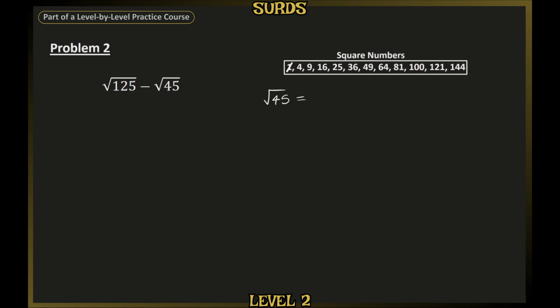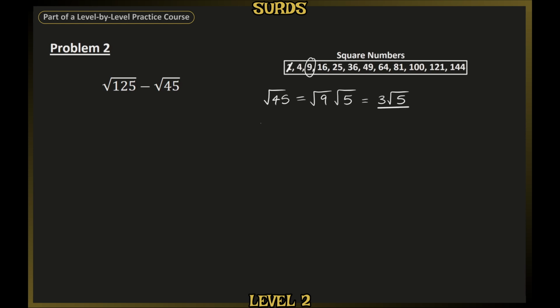And looking at our list of square numbers, 45 can be divided by 9, because 9 times 5 is 45. So we can rewrite 45 as the square root of 9 times the square root of 5. And because the square root of 9 is 3, this becomes 3 root 5.